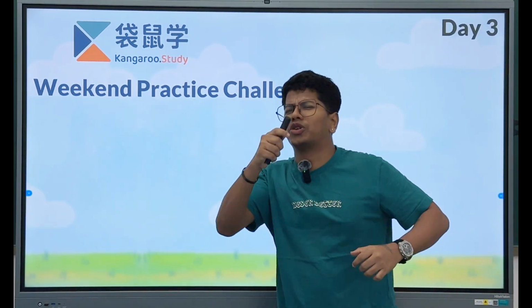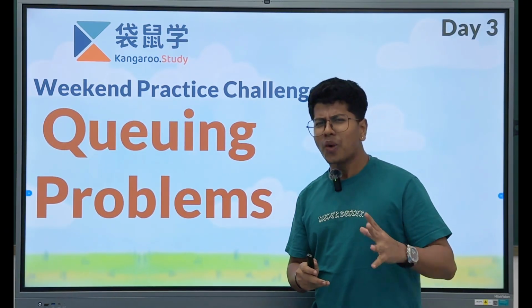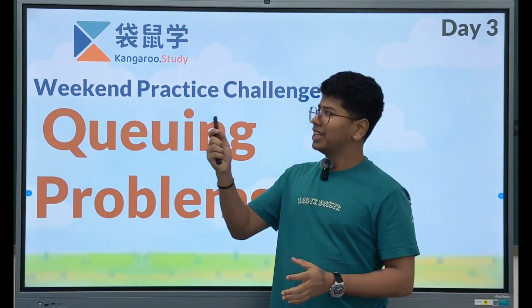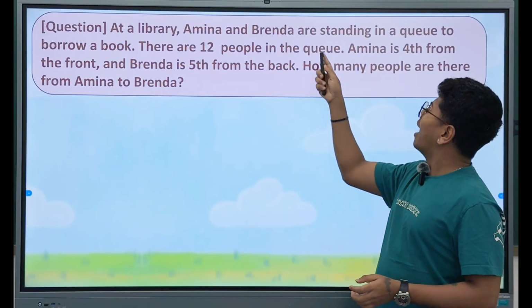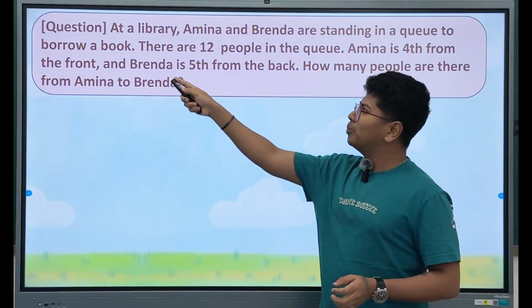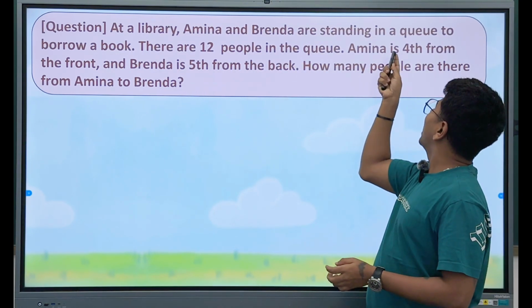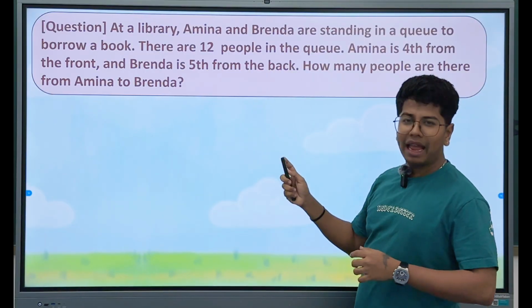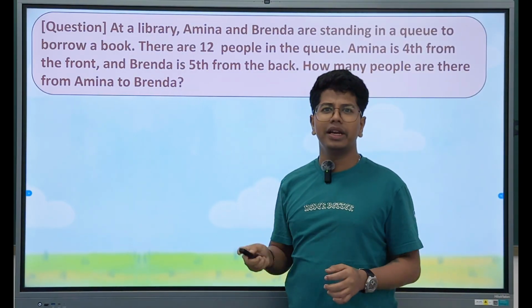For the final day, the topic is queuing problems. So let's try to understand this topic using an example question. Here the question is, at a library, Amina and Brenda are standing in a queue to borrow a book. There are 12 people in the queue. Amina is fourth from the front and Brenda is fifth from the back. How many people are there from Amina to Brenda?